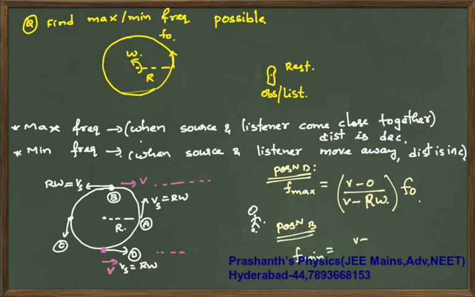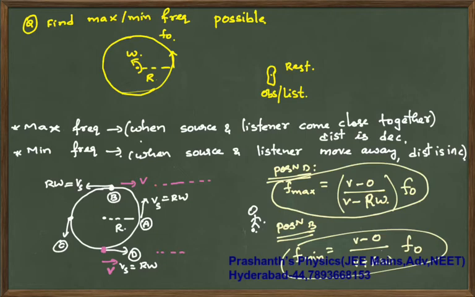And if you take position B, you will have minimum frequency. That minimum frequency is (V minus 0) by (V plus R omega) times F naught. If the denominator is minimum, the term is maximum. Here you have V minus R omega, and here V plus R omega. Questions similar to this, you are supposed to simplify and then do it.